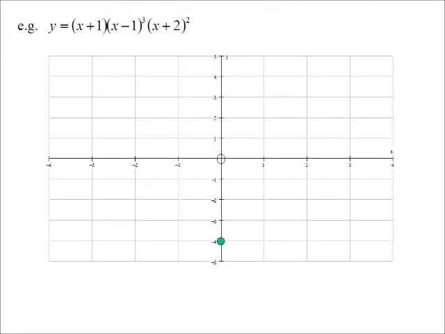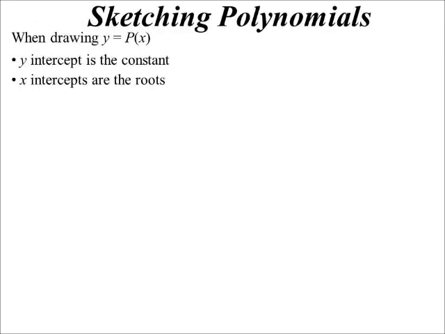So in this particular one here, I don't have to expand the whole thing out to work out the constant. I can just multiply all the constants together. So we're going to have 1 times -1 cubed times 2 squared. What is that? That's negative, isn't it? -4. So we'll plot that in. There's our y-intercept. The x-intercepts are the roots, or the solutions.